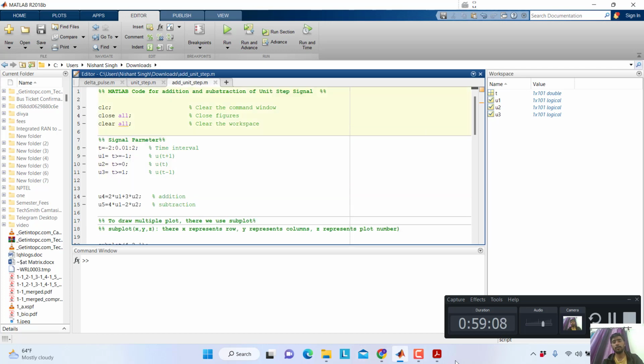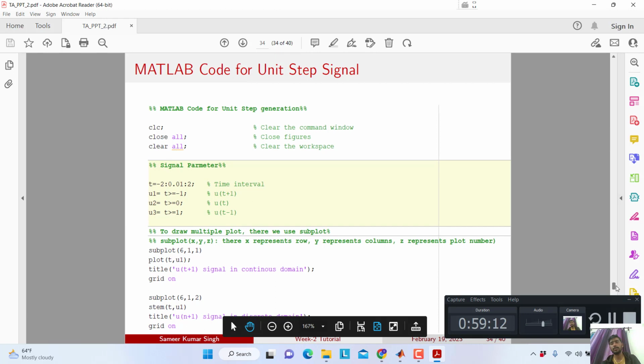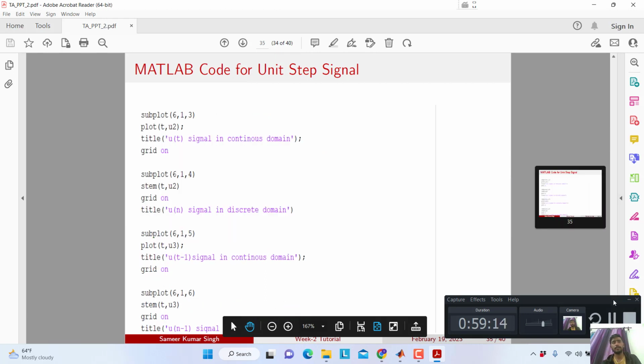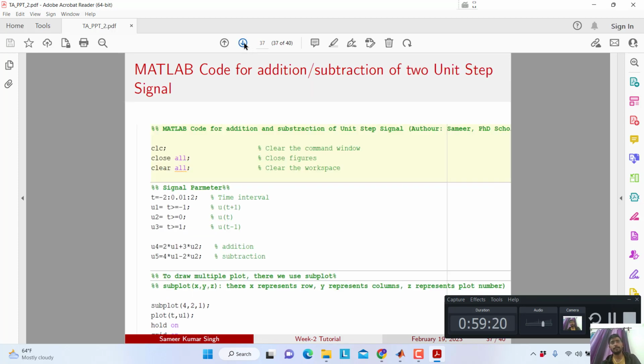Next we are going for code number 3. So that is the code. You can change it. Okay, that is the result. Here we will add and subtract two unit step signals, and we will see what we are getting.